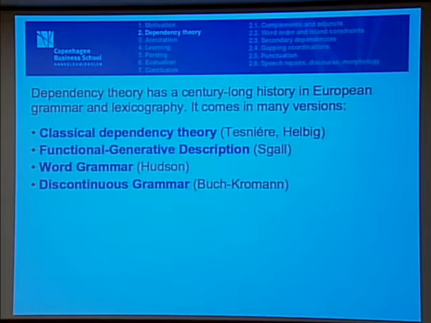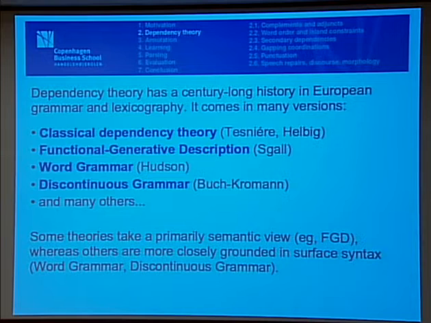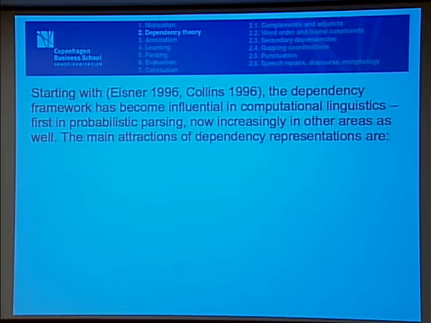So the important point here is that we cannot talk about dependency theory as one linguistic theory. It's really a family of different linguistic theories that sometimes have things in common, but often also differ in important points. Some theories take a primarily semantic view, for example, the functional generative description, whereas others are more closely grounded in surface syntax, like word grammar and my own formalism. Starting with Eisner and Collins, the dependency framework has become very influential in computational linguistics, first in probabilistic parsing and now increasingly in other areas such as machine translation, information retrieval, and so on.